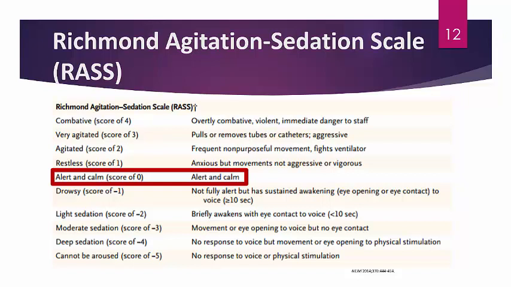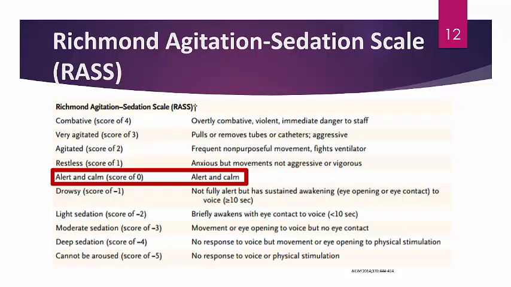Overtly combative, violent, or an immediate danger to staff, which you may see in some psych settings, but you also may see even potentially in an intensive care unit or an inpatient setting. So keep each of these different scores in mind. Again, the one thing I want to emphasize is that scores greater than 0 mean agitation, and scores less than 0 mean sedation.